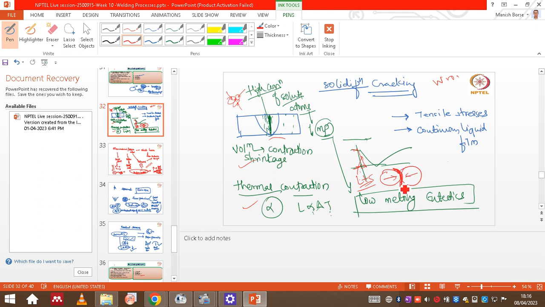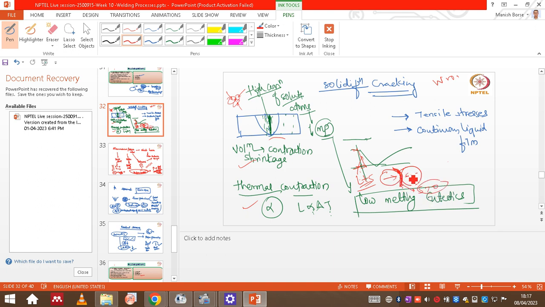and because of their low melting eutectic, though the temperature of the surrounding is, let's say, 600, and the low melting eutectic will be solidifying around 570, then still if the temperature of the material is around 600, or more than 570, then obviously a liquid film will be present there, because these eutectic phases are not yet solidifying.